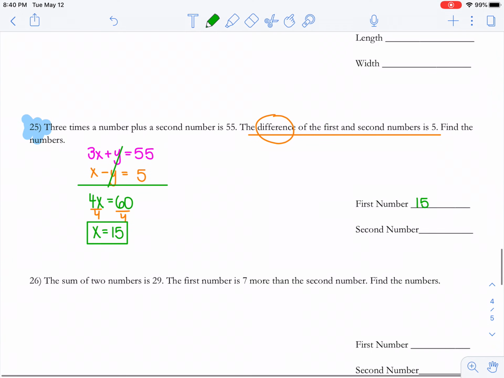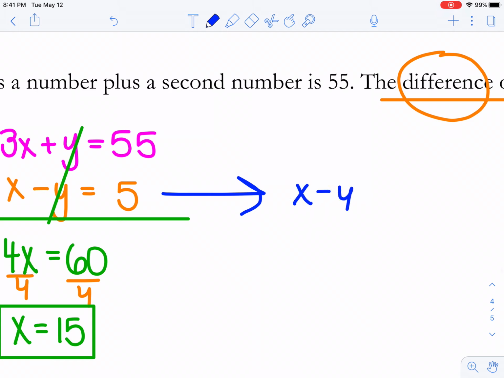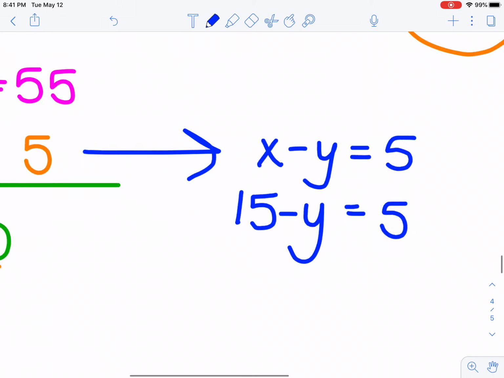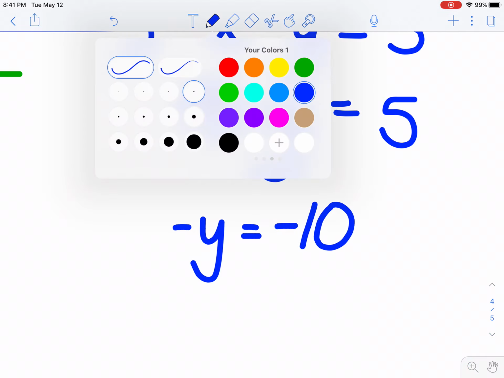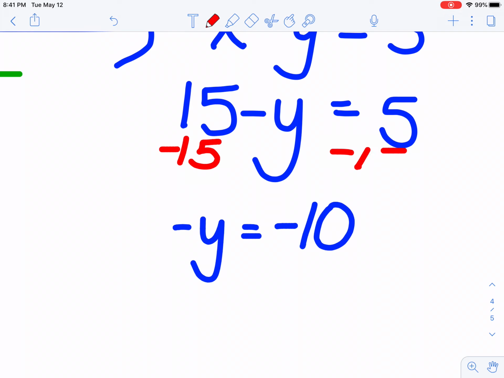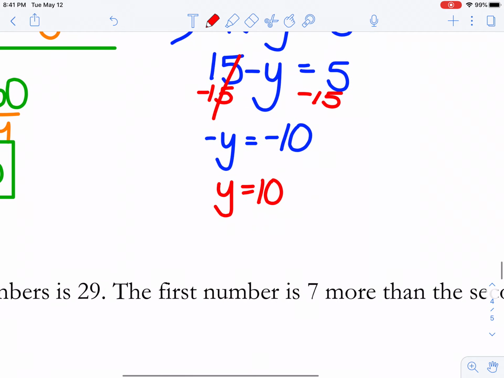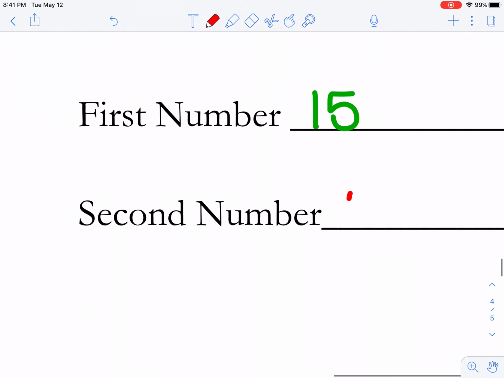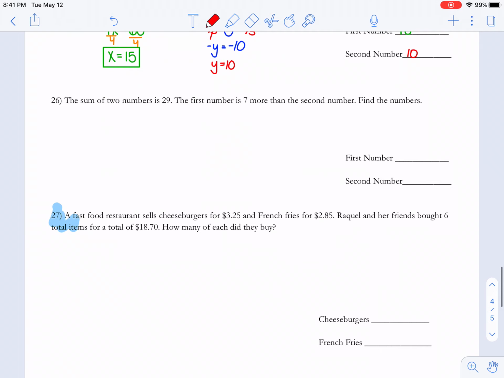So to find the second number, I'm just going to plug in. And it does not matter which equation I plug into, so I'm just going to plug into x minus y equals 5. So 15 minus y equals 5. A lot of you can just do that in your head. 15 minus what is 5? The answer is going to be 10. I'm going to subtract over the 15 if I want to show all my work. So negative y equals negative 10, so y is 10. All right, so the second number is 10. Perfect.